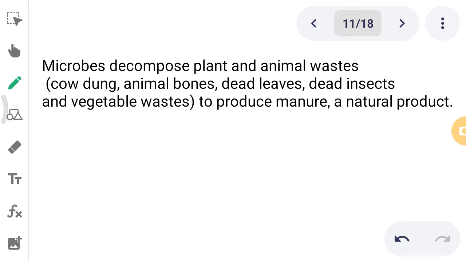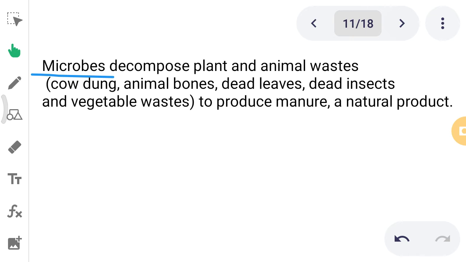Now, we have discussed about the chemical fertilizers, but what about manure and the natural fertilizers? Here, microbes play a very important role. Microbes decompose plant and animal waste, such as cow dung, animal bones, dead leaves, dead insects, and vegetable waste to produce manure and natural products.